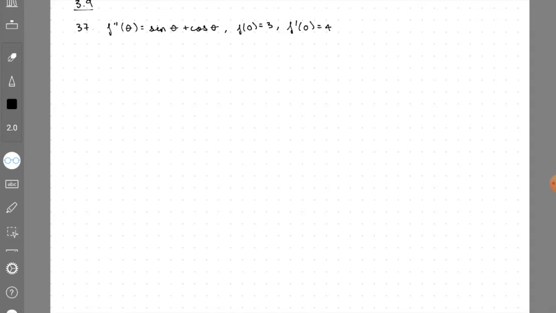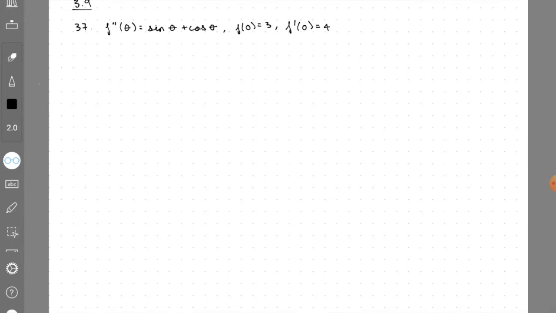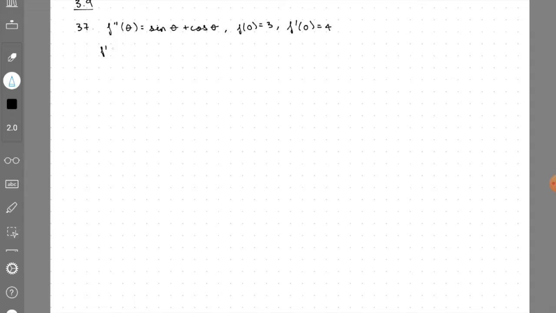And we also have this information. It says f of 0 equals 3 and f prime of 0 equals 4. These are going to come in handy later when we have to find out what our constants are. So let's start with taking the antiderivative of this first. I'm going to write this as f prime of theta, because we're taking the antiderivative, so we're going to take one of the primes away.